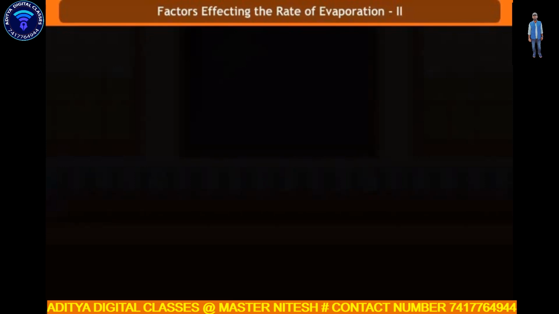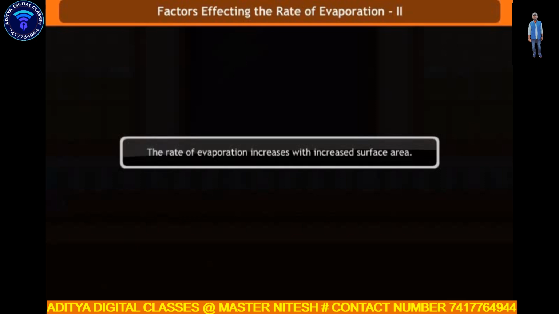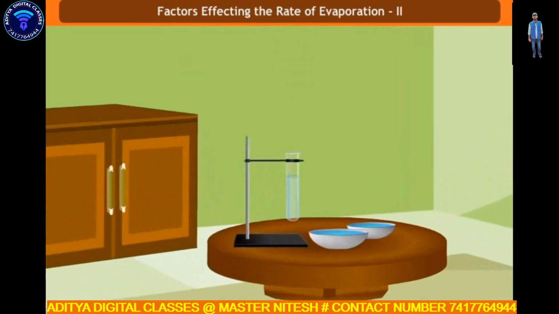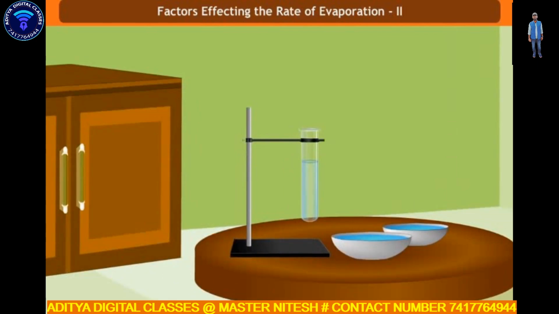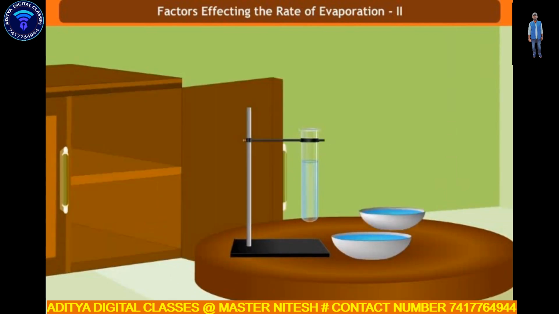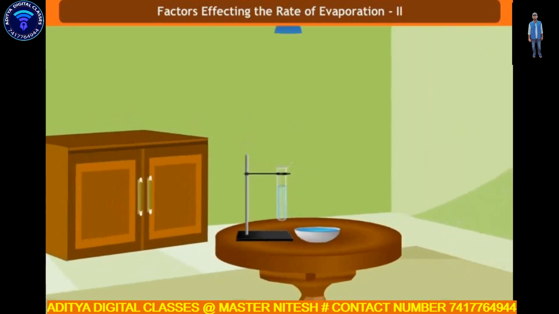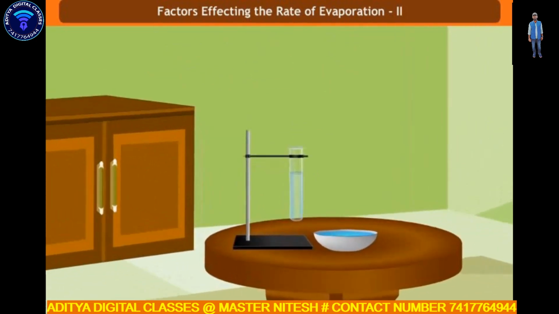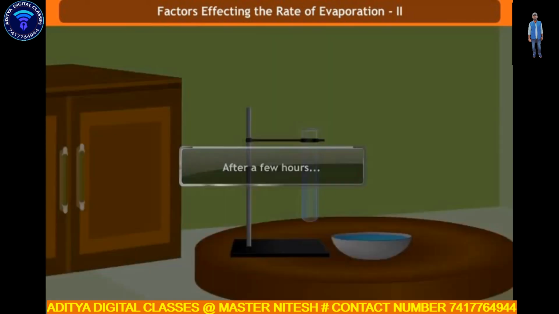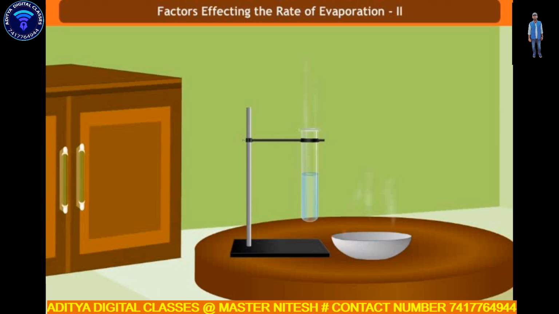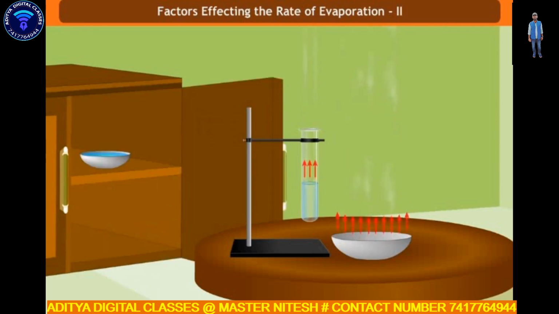Factors affecting the rate of evaporation. The rate of evaporation increases with increased surface area. Let us explain with the help of an activity. Take a test tube and two china dishes and fill them with the same amount of water. Place one china dish inside the cupboard and the other china dish and test tube under the fan. We switch on the fan, leave them for a few hours and observe. We observe that the rate of vaporization is faster in the china dish kept under the fan than the china dish inside the cupboard or the test tube.